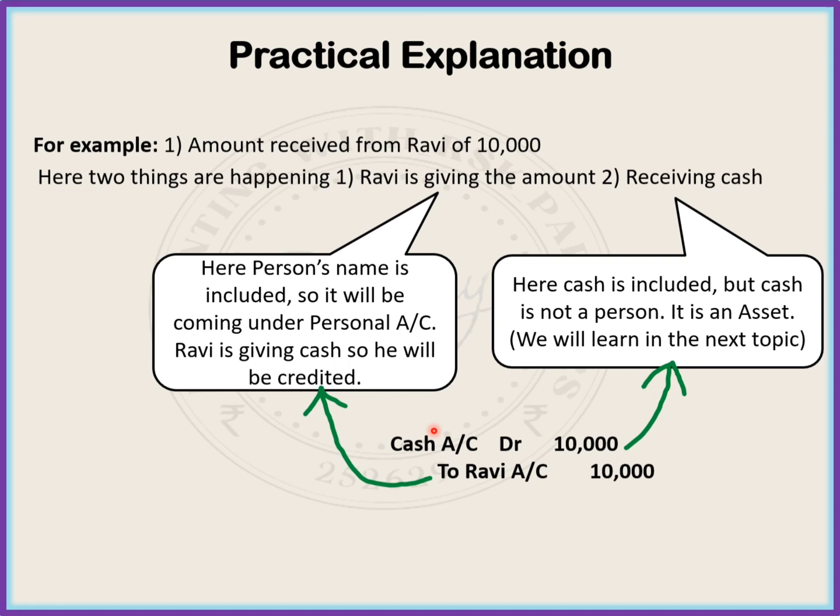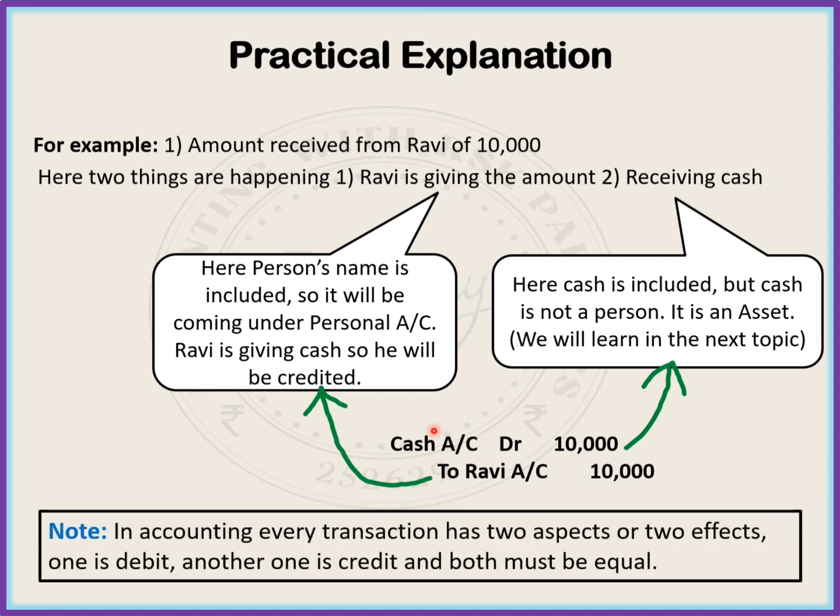Here I mention one note: in accounting every transaction has two aspects or two effects. One is debit, another one is credit, and both must be equal. Here also in this transaction we have one debit aspect and one credit aspect, and these amounts must be equal. Okay, let's go to the next step.